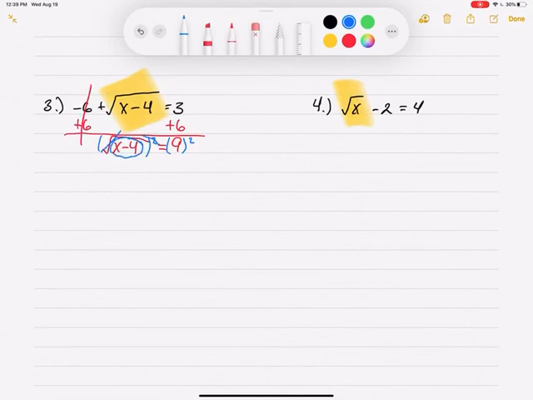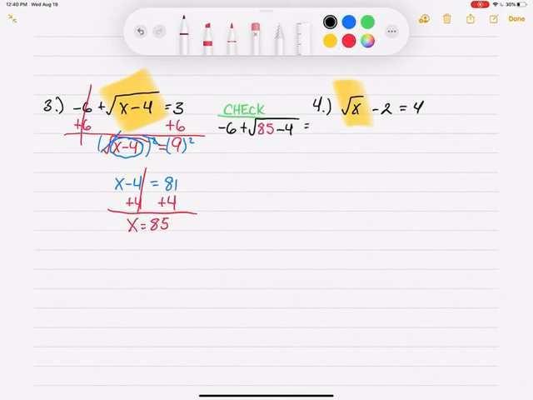I keep what's inside, so I'm keeping all of x minus 4. And then 9 squared, again, is 81. To solve, I would add 4 to both sides. And x equals 85. So before I call it a day, I'm actually going to check to make sure that I'm right. I have negative 6 plus the square root of 85 minus 4 should equal 3.